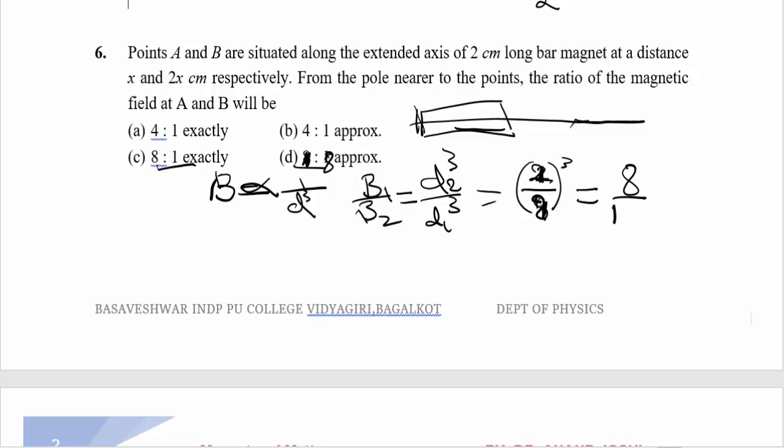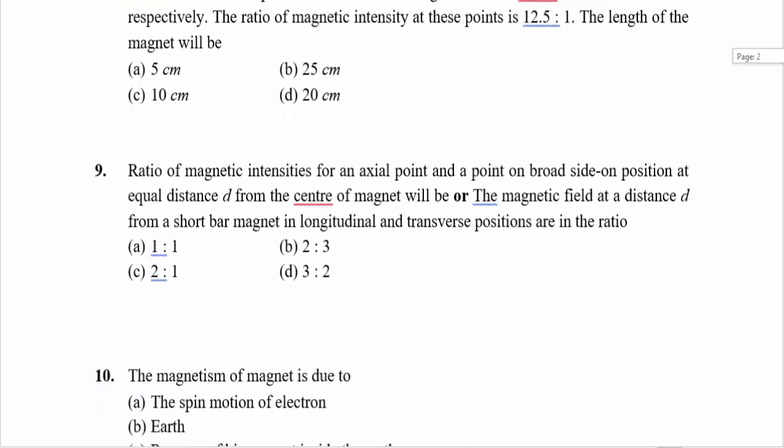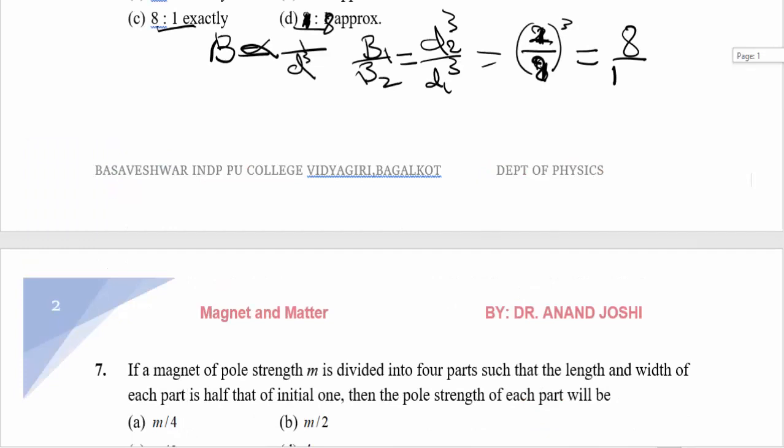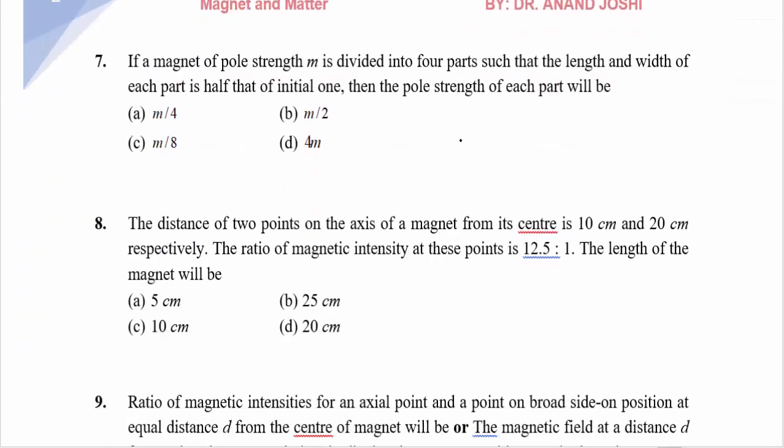So the magnetic field is 8:1. So next question, okay, seventh one.